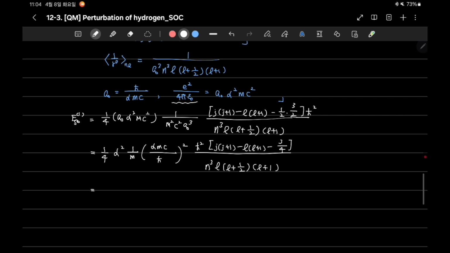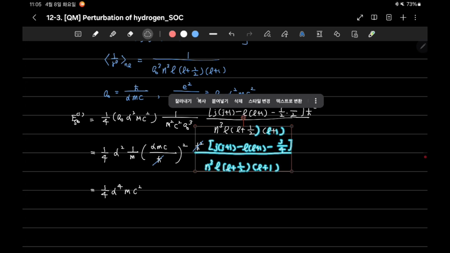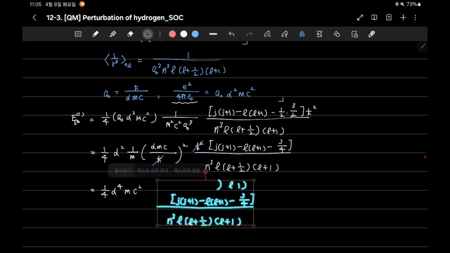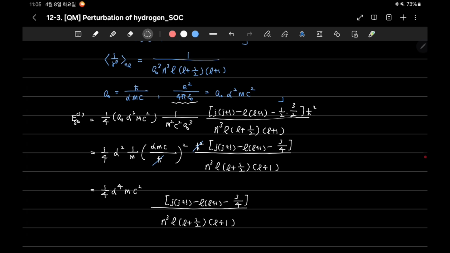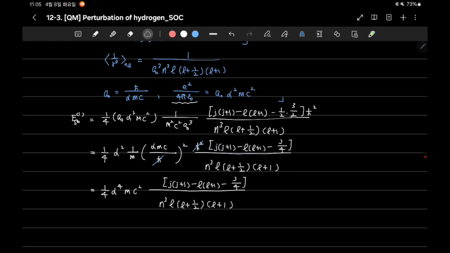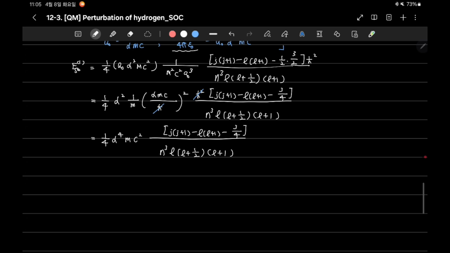So it is that 1/4 alpha to the 4, and mc square and the h bar square cancel with each other, and also here. Then in this case there is a problem.